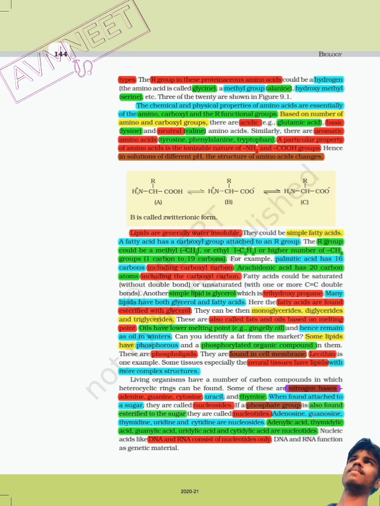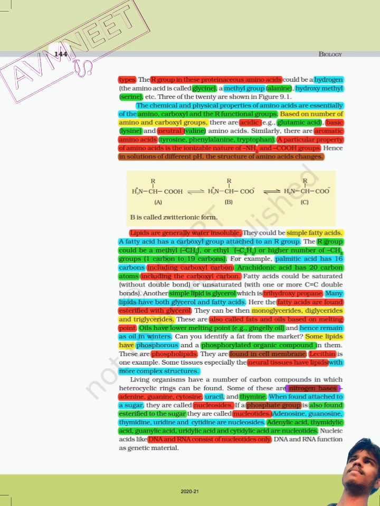These are also called fats and oils based on melting points. Oils have lower melting point and hence remain as oil in winters. Can you identify a fat from the market?